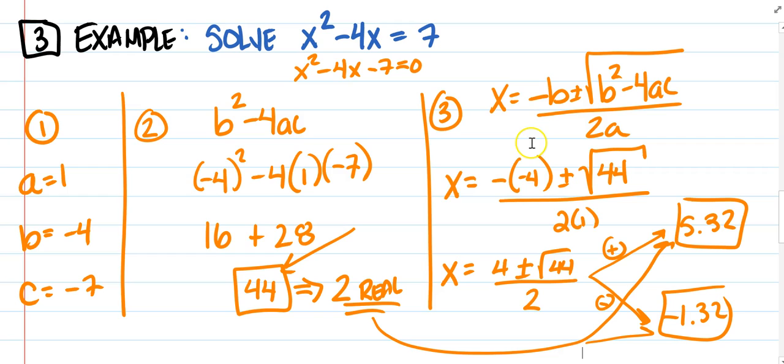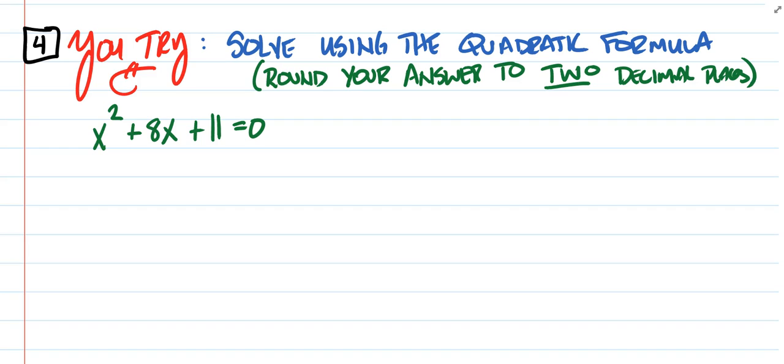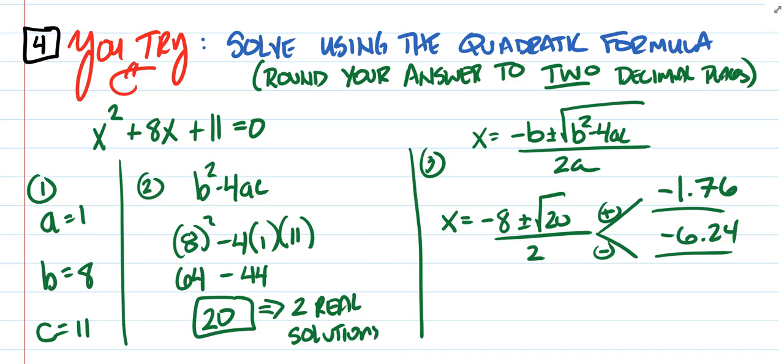So these are the 3 steps that I want to see every time when solving a quadratic. Okay, here you go. Box 4. It's a you try. Solve using the quadratic formula. Round your answer to 2 decimal places. Look back to box 3 or your notes if you need a reminder of the 3 steps.